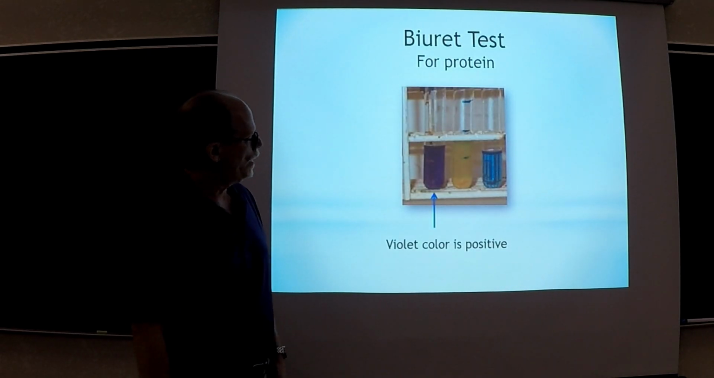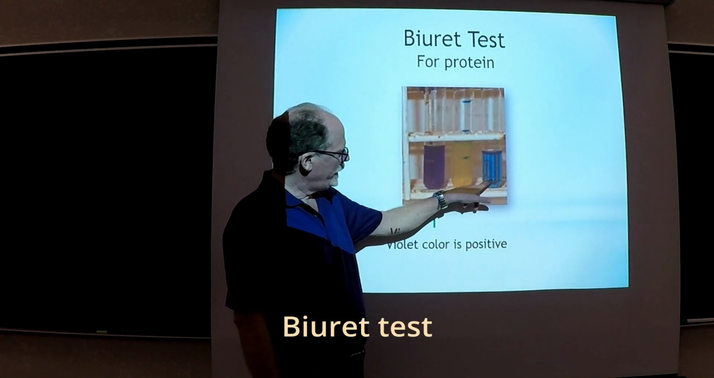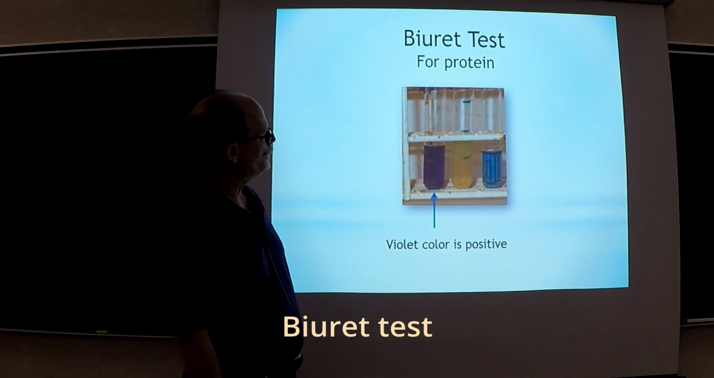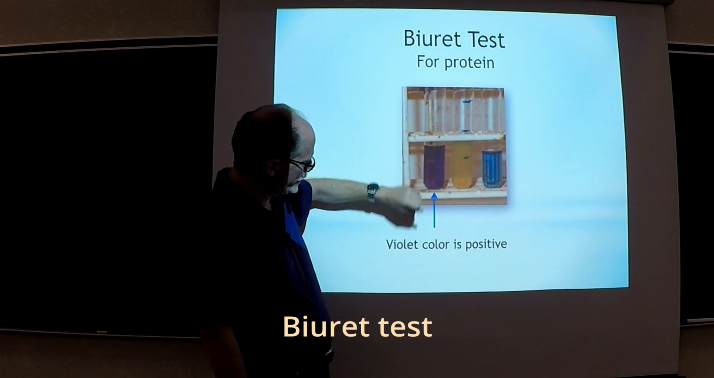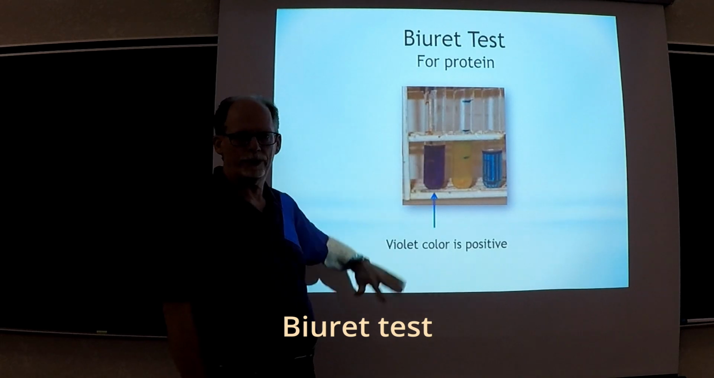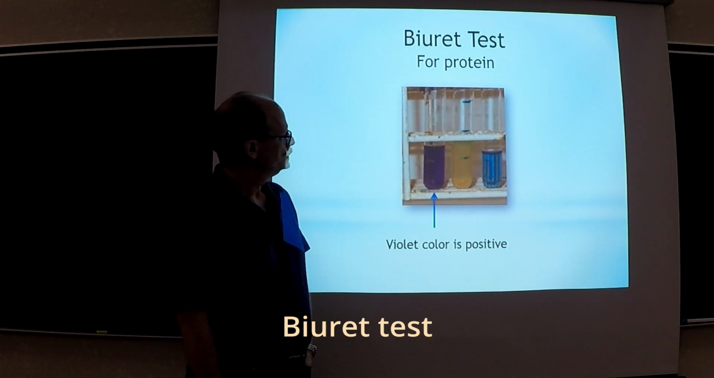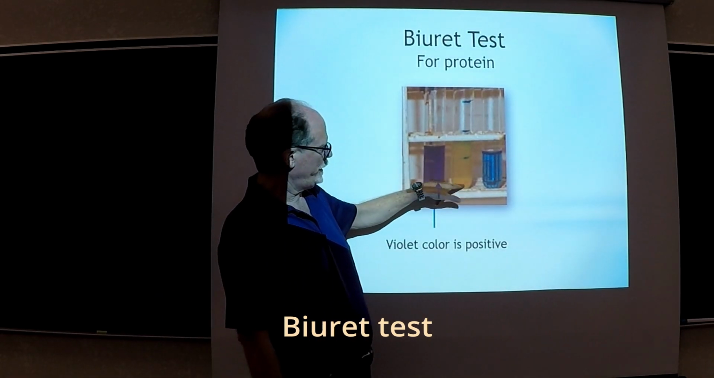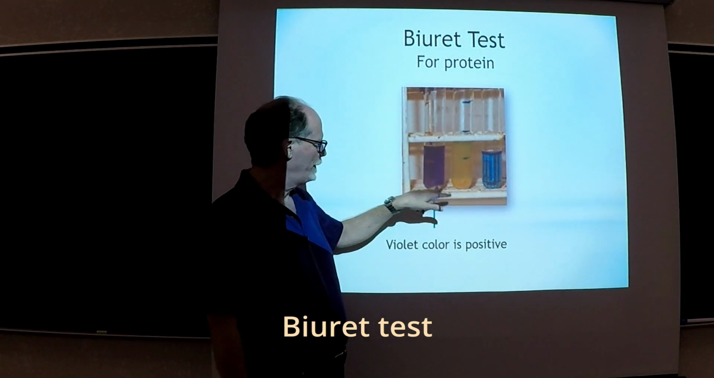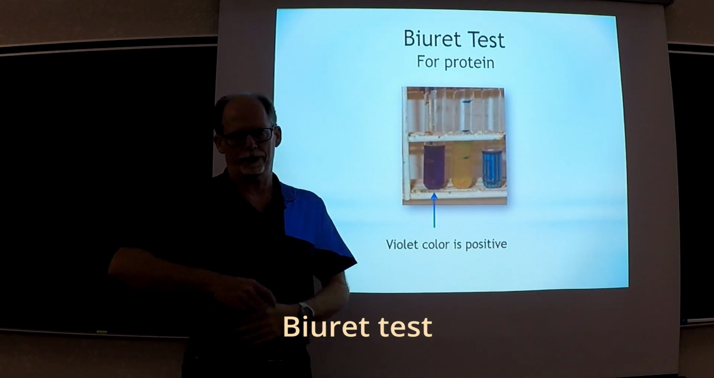This one's a little bit harder to see. The negative tends to be this blue color. But for biuret, you add biuret reagent, and you get a violet color if protein is present. I'm not quite sure what this one is here. Just ignore that. This would be a negative test. This would be a positive test for biuret.